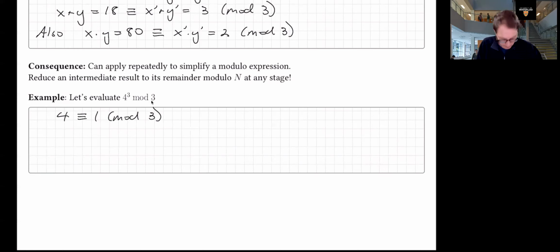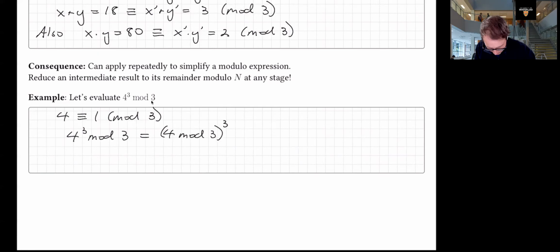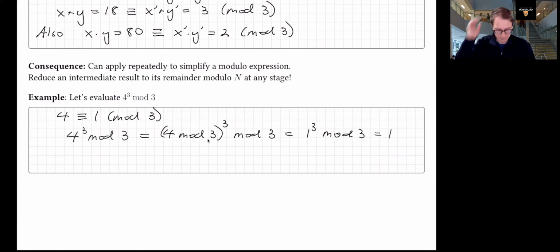And so 4 to the power of 3 mod 3 is equal to, just take modulo 3 inside, 4 mod 3 to the power of 3 mod 3, which is equal to 1 cubed, right? 4 mod 3 is just 1. So that's 1 cubed mod 3, which is equal to 1.